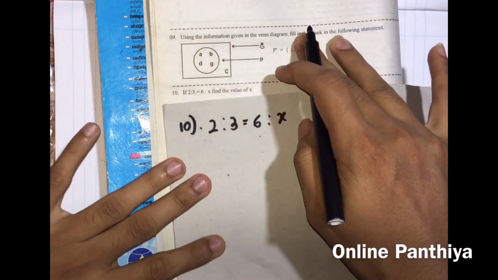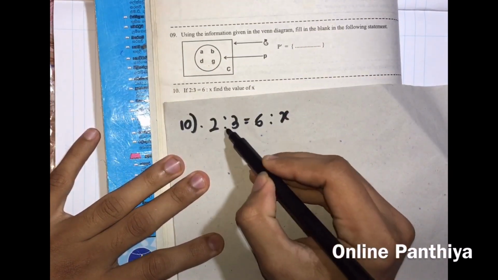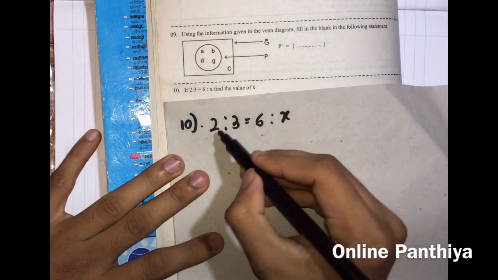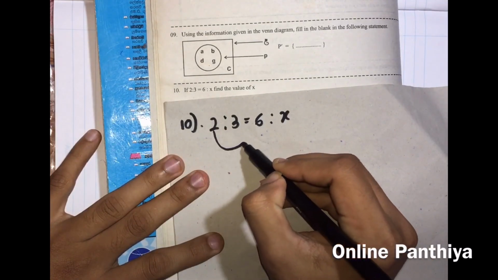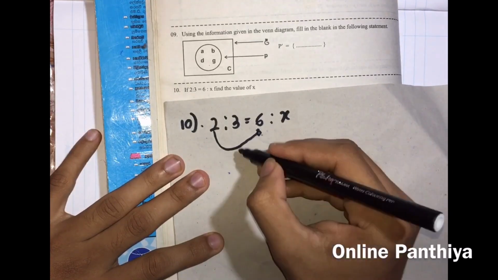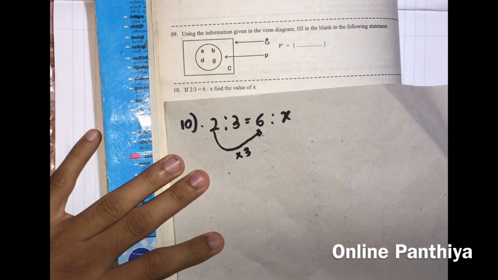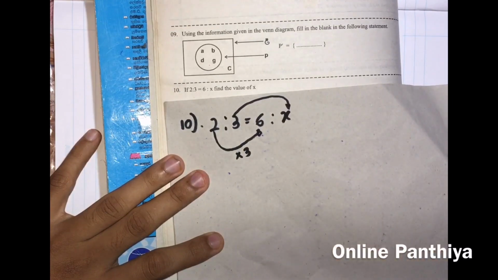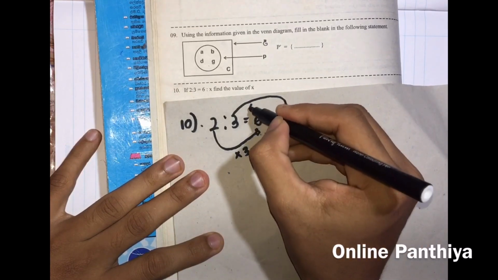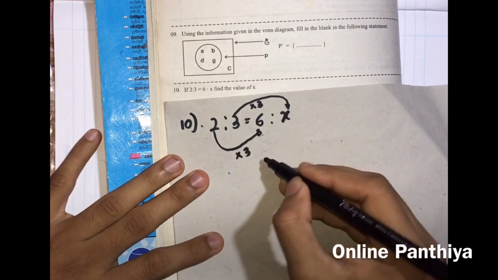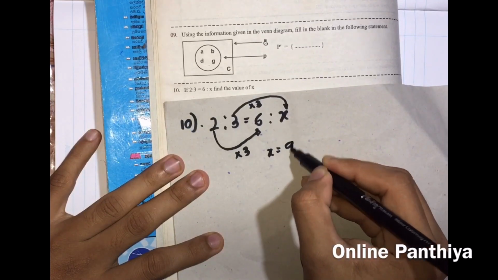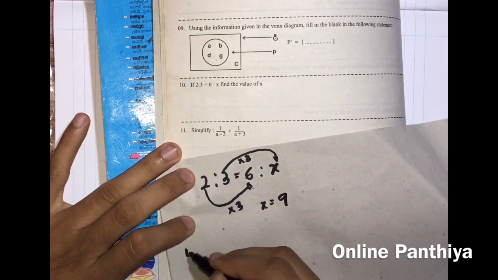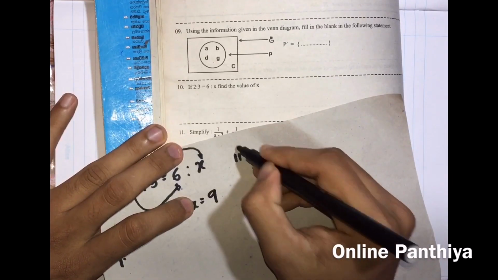Now this is the way you find out. Since these two ratios are equal, the proportions are equal, you have to check it this way. Now how has 2 become 6? It is multiplied by 3, right? So you have to perform the same operation on the other number as well. Since this is multiplied by 3, you have to multiply this also by 3. That is going to give you how much? 3 multiplied by 3 is equal to 9. So x is equal to 9. That is simple.